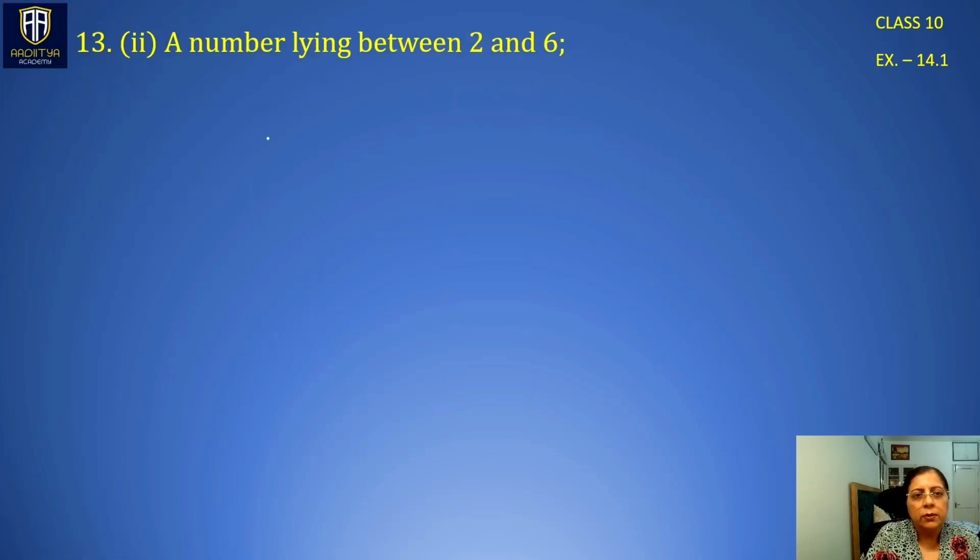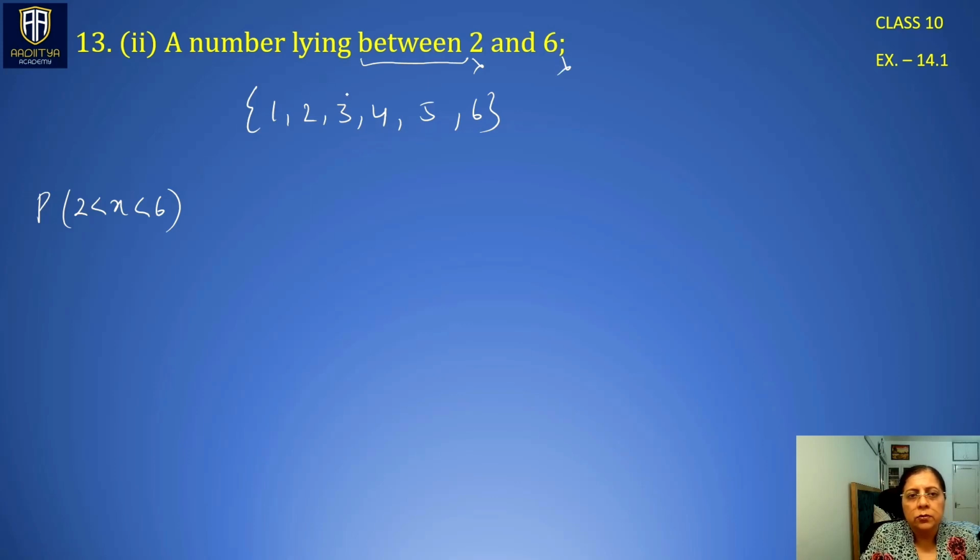Second is a number lying between 2 and 6. So 1, 2, 3, 4, 5 and 6. Probability of getting a number between 2 and 6. Between 2 and 6 means, when they say between, that means 2 and 6 are not included. So we have 3, 4 and 5 as 3 favorable outcomes, right? When we want numbers between two numbers, these are the boundary elements. They are not included in this. Between means we have to look for the numbers which lie between 2 and 6.